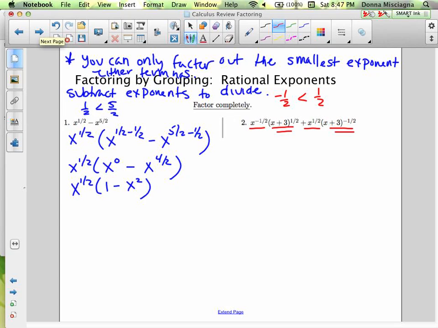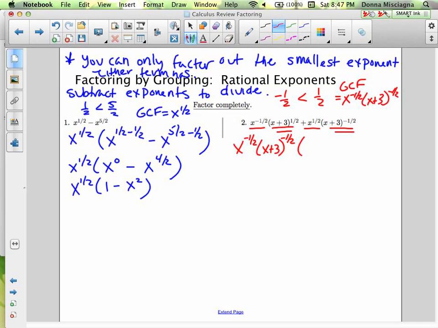So I'll write our greatest common factor. So on the first one, our greatest common factor is x to the 1 half. In the second one, greatest common factor is x, I have to write it down here, because it's 2 terms. X to the negative 1 half times x plus 3 to the negative 1 half. So we have x to the negative 1 half times x plus 3 to the negative 1 half.